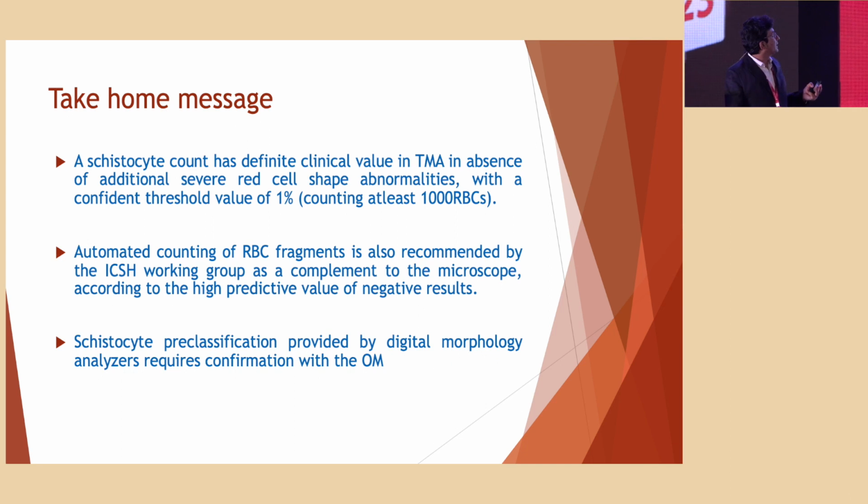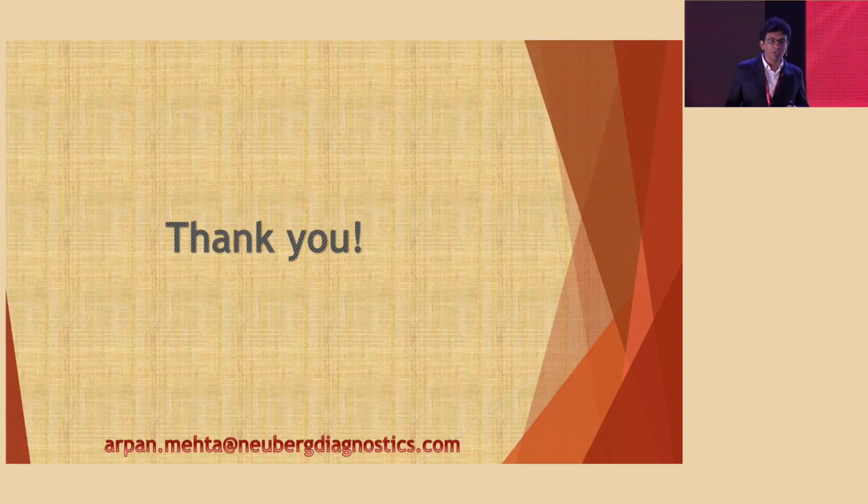I want to conclude by saying that the schistocyte count has definite clinical value in thrombotic microangiopathy, in the absence of additional severe red cell shape abnormalities, with a confident threshold value of 1%. So 1% is the cutoff. Automated counting of fragments is also recommended by the ICSH group, but as a complement to the microscope, given the high predictive value of negative results. Finally, schistocyte pre-classification provided by digital morphology analyzers requires confirmation with the optical microscope. Thank you so much.